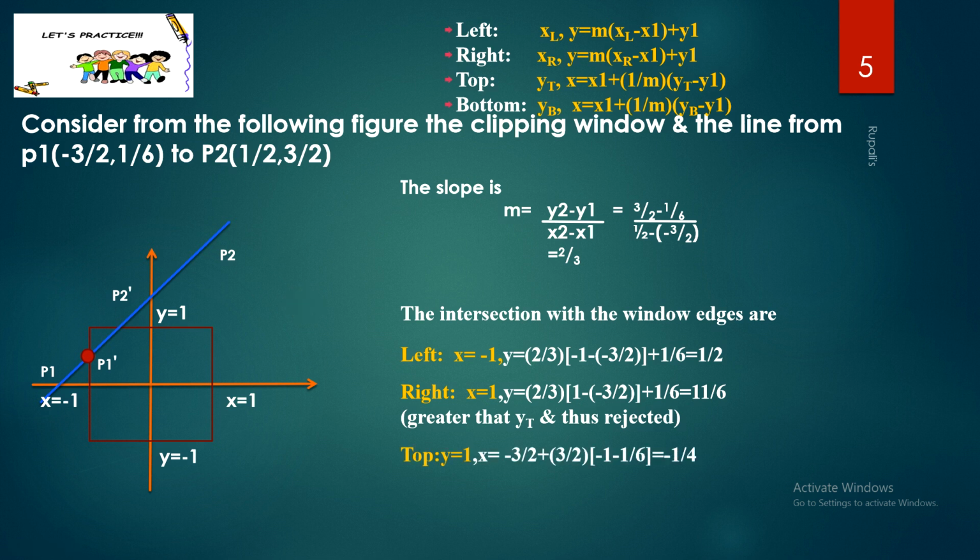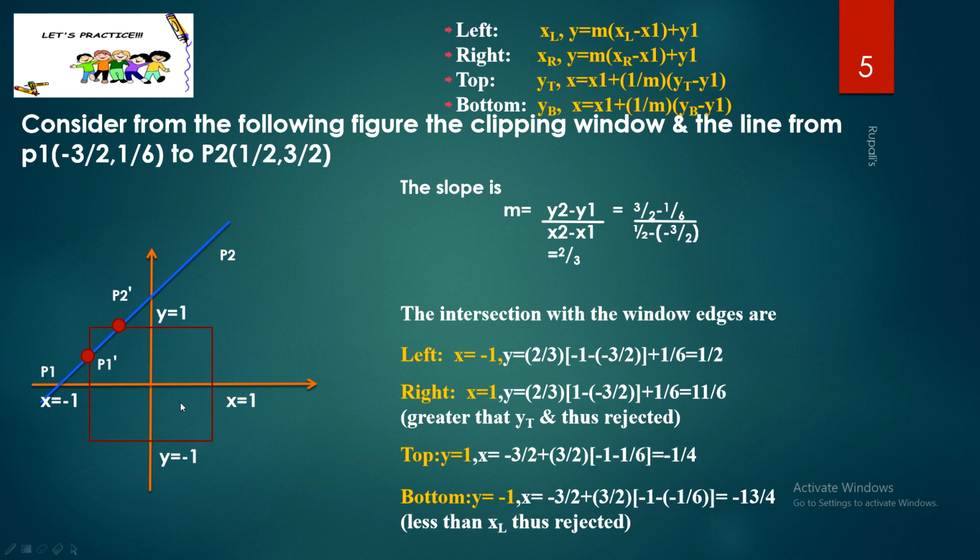Now when top equals 1, what is the value of x? When y equals 1, after putting in the values, we get x equals minus 1 by 4. Now the bottom. When bottom equals minus 1, we get x equals minus 13 by 4. Since the boundary is x equals minus 1, minus 13 by 4 is outside this boundary.